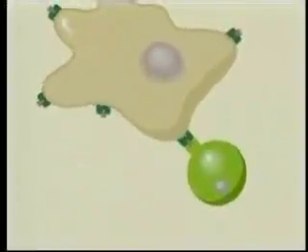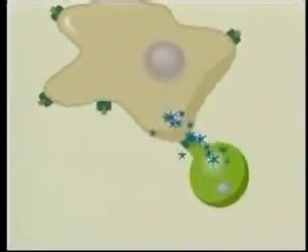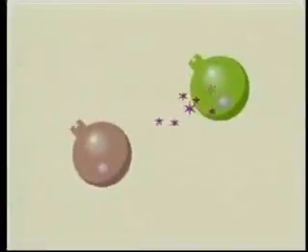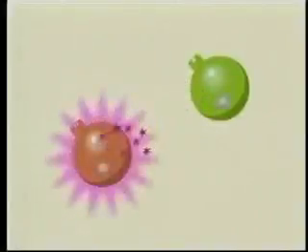Once the helper T cell binds to the macrophage at its recognition site, the macrophage sends a chemical signal to the helper T cell. The helper T cell is stimulated to divide many times, producing clones of identical helper T cells. Each helper T cell has the antigen recognition site of its parent. The helper T cells secrete a chemical substance that activates killer T cells.